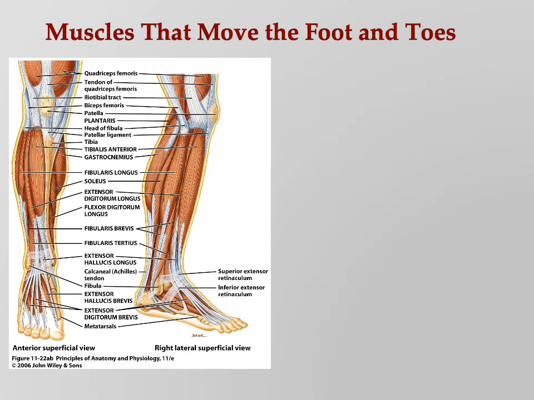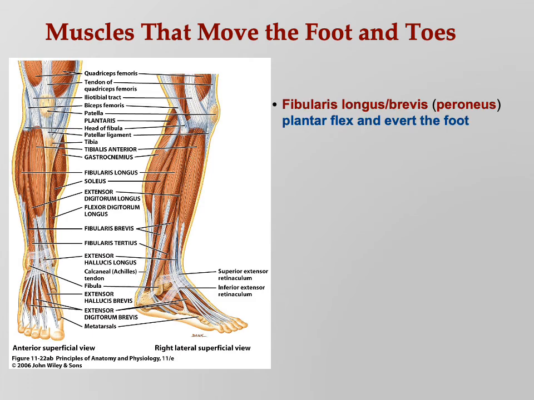Don't have to know origins insertions. Fibularis longus and brevis, old name for it is peroneus. Plantar flexes and everts the foot. So these are two muscles that run right alongside the fibula. If you look on the right hand side of that diagram, you'll see both fibularis longus and fibularis brevis. Fibularis longus runs basically all the way from your knee down to your foot, whereas fibularis brevis starts about halfway down and goes to your foot. So that's why one is called longus and one is called brevis. One is longer and the other one is shorter.